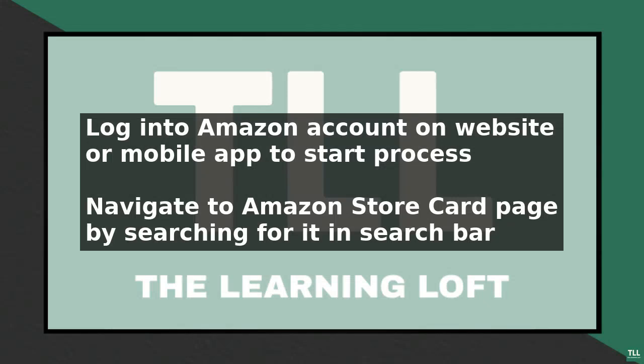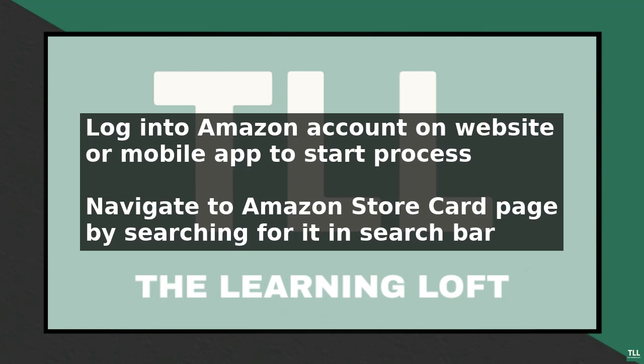To add an Amazon store card to your account, start by logging into your Amazon account on the website or mobile app. Once you are logged in, navigate to the Amazon store card page by searching for Amazon store card in the search bar and selecting the result. Click on the Apply Now button to begin the application process.